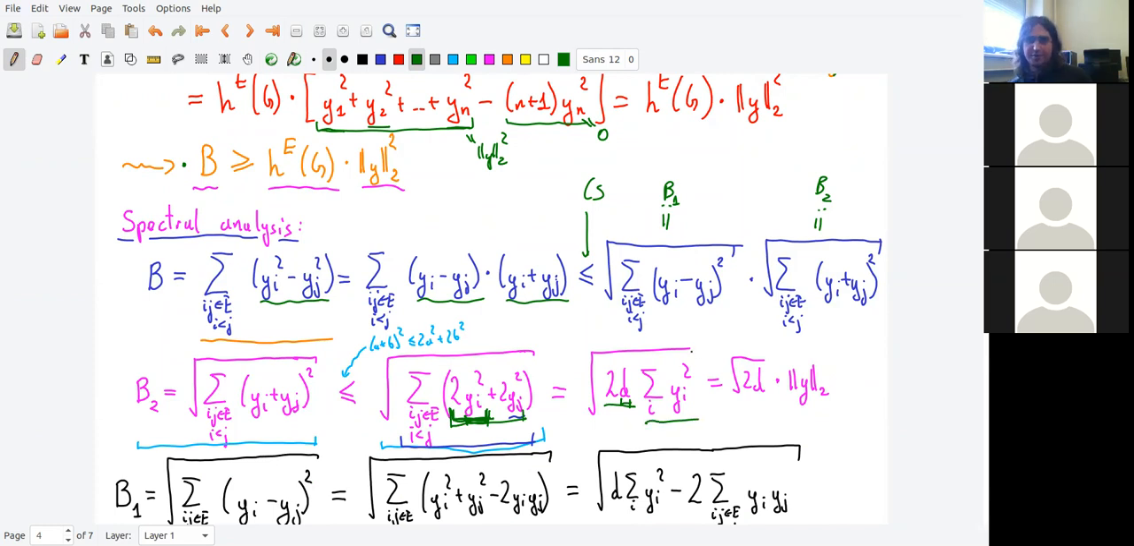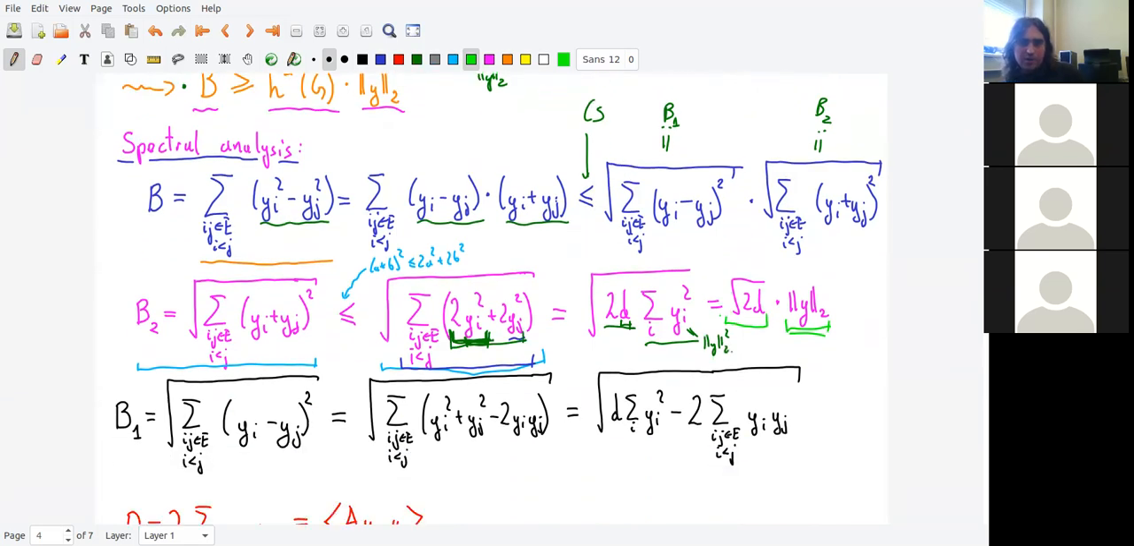A sum of squares is nothing else than simply the square of the L2 norm. So all in all, we have here that B2 is upper bounded by the square root of 2d times the L2 norm of the vector Y. Good, perfect. So we see the L2 norm of vector Y appearing on both sides, and there is some relation here.